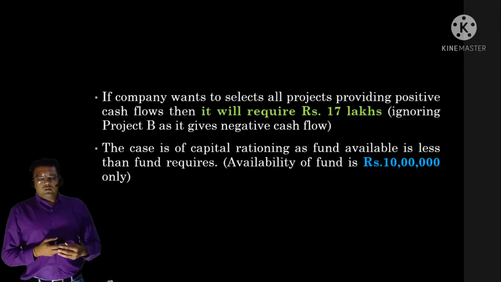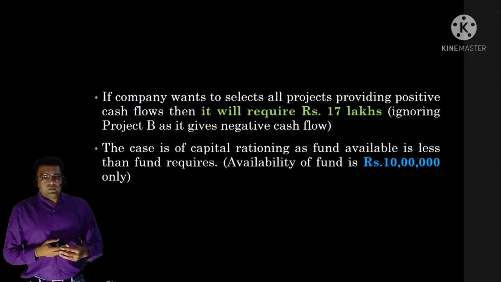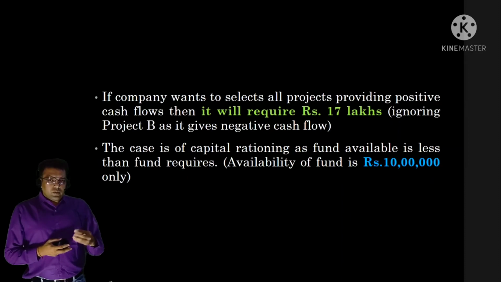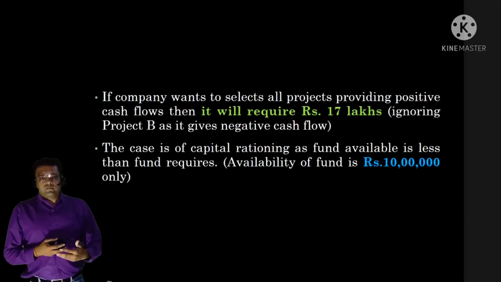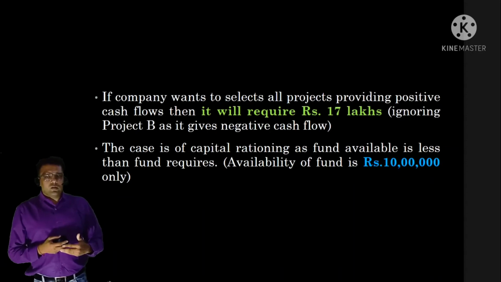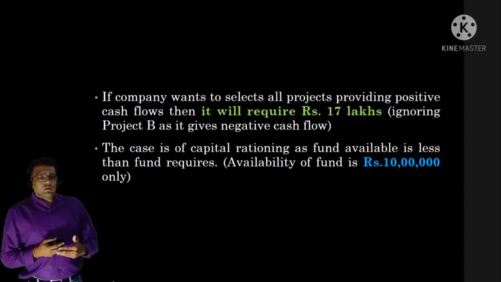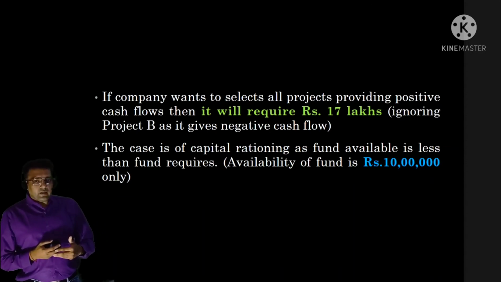As I said, the total cash which the company needs to select all the positive projects, which are A, C, D, E and F, is 17 lakh rupees. But the question is the capital rationing decision. The smart decision the company will have to take is, the company right now has only 10 lakh rupees, and we need to give them feasible solutions on how this 10 lakh rupees can be used so that the company can get the maximum income.